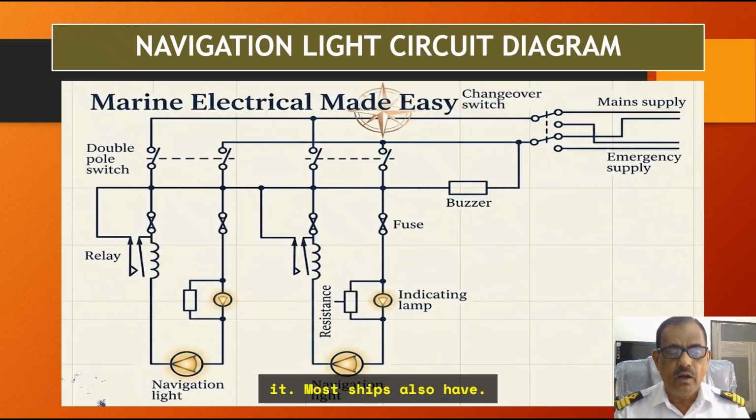Most ships also have two separate power supplies for navigation lights, a main supply and an emergency supply. If the main supply fails, the emergency source keeps the navigation lights operating, ensuring the safety of the ship.